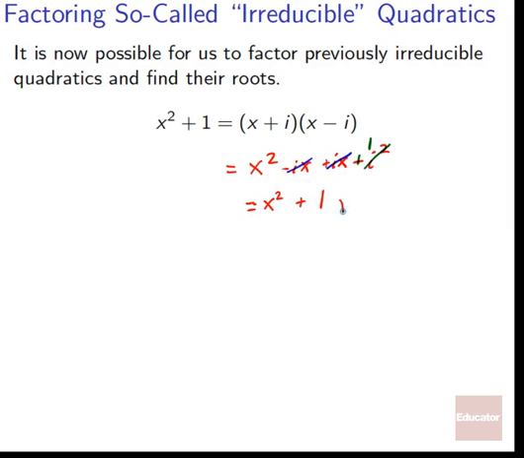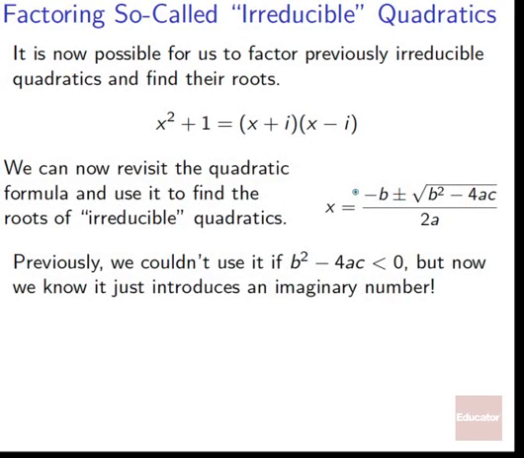Sure enough, it checks out, and we found a way to factor this thing that before we could not factor. It used to be irreducible, but now we see through the complex numbers, it's not irreducible at all, totally factorable. We can revisit the quadratic formula and use it to find the roots of these supposedly irreducible quadratics. What used to be irreducible for us is no longer. So we can use the quadratic formula.